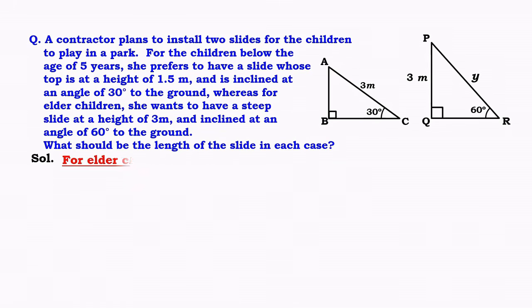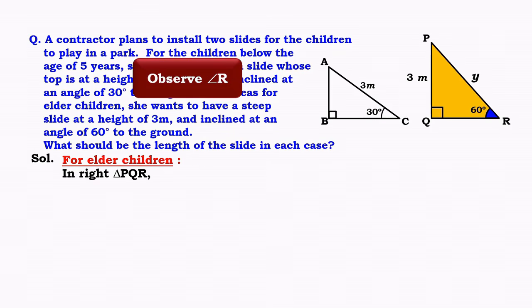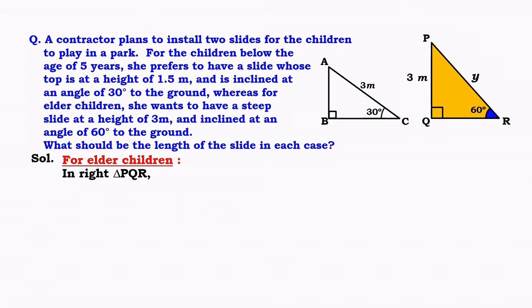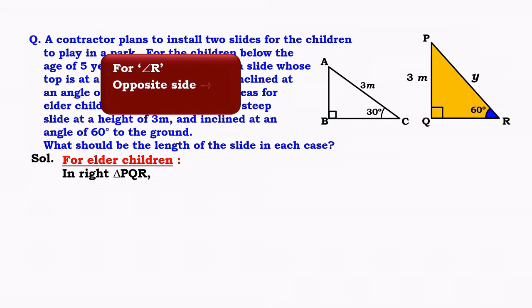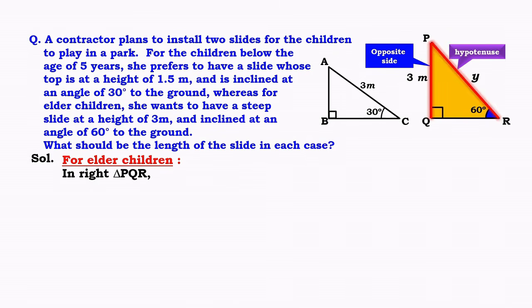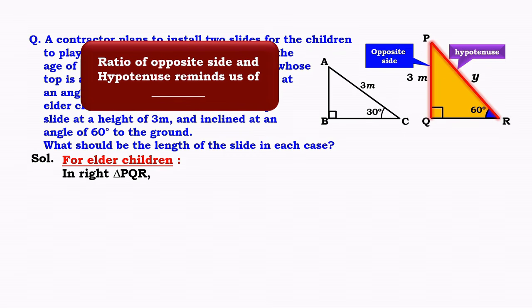Now, let us solve the second case for the elder children. Let the length of the second slide be y meters. The height of this slide is 3 meters and the angle made by the slide with the ground is 60 degrees. Let us observe the angle at point R. With respect to this 60-degree angle, the opposite side is PQ, which is 3 meters. The hypotenuse is PR, which is y meters.